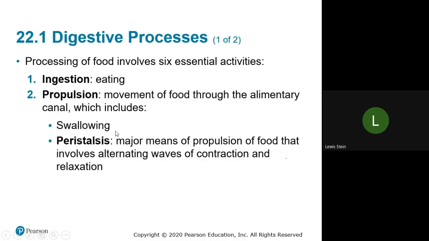So, the first thing is there's a consistent pattern with smooth muscle. We talked about it a little bit in A and P1.